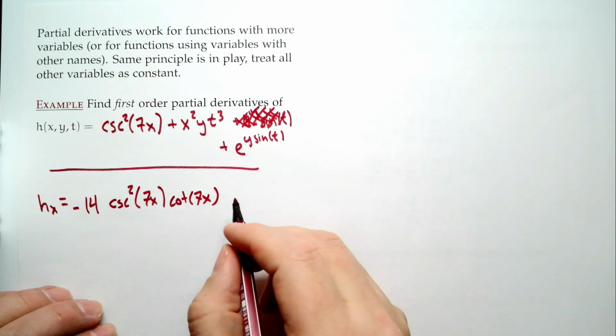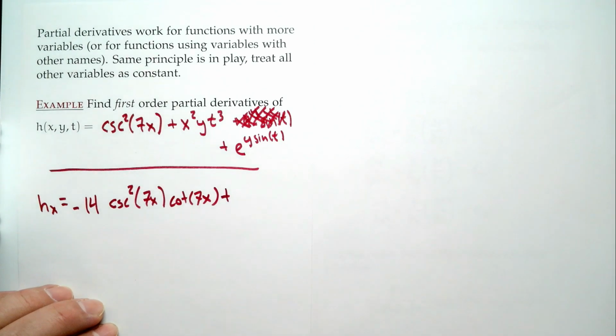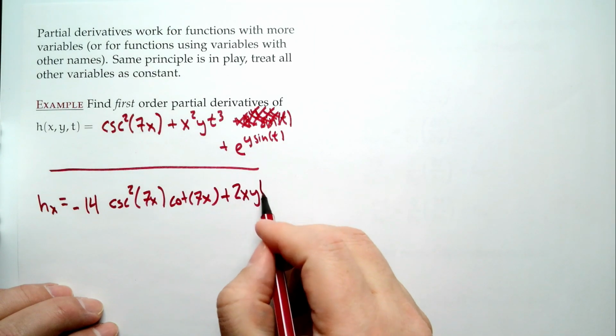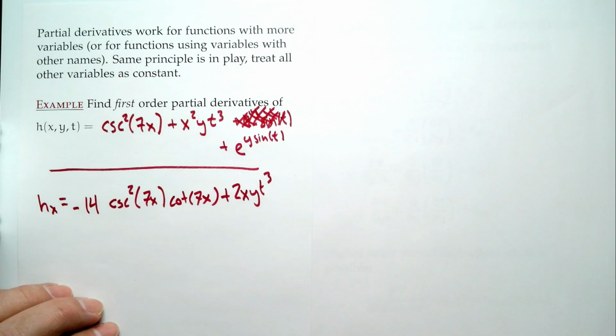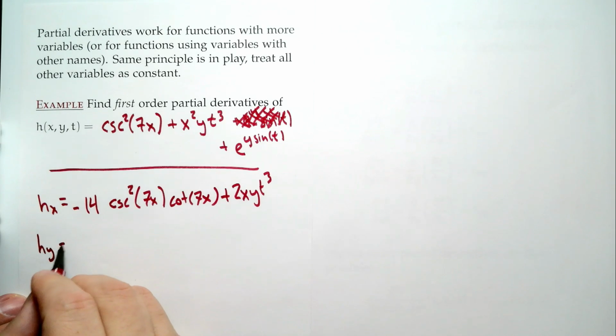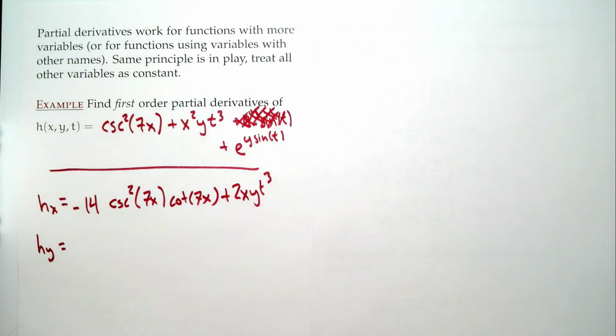Okay, plus. What's the next term? Derivative of the next term with respect to x. 2x y t cubed. And what's the derivative of e to the y sine t with respect to x? 0. Done. Okay. Well, with that derivative. See, this is like fun times because it's one derivative at a time, you know. It's like a single problem, but I get to do 3 derivatives. The dream. We're living the dream.